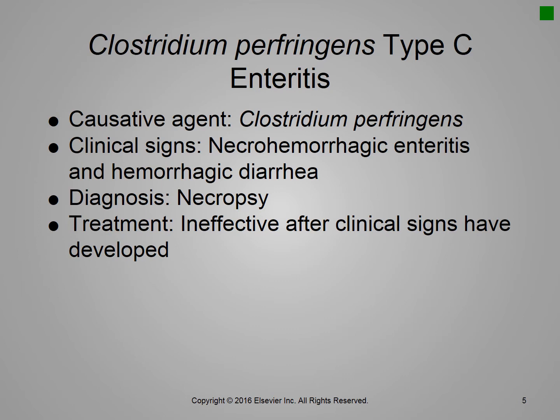Clostridium perfringens, type C enteritis. Yes, the pigs get their clostridiums too. Since clostridiums are primarily soil dwellers, any place you're going to have animals out on soil, you're going to find Clostridium. In this case, it's Clostridium perfringens, and it's going to be a necrohemorrhagic enteritis and hemorrhagic diarrhea. Nasty stuff, okay? Really nasty diarrhea, usually found at necropsy.